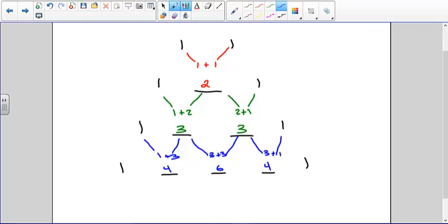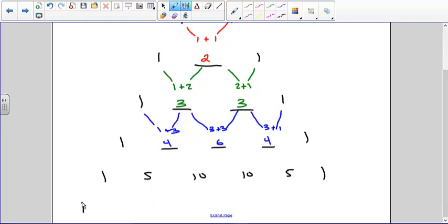I'm just going to do the next couple of rows here. Put the 1s on the end. And now I know what I'm doing. 1 plus 4 is 5. 4 plus 6 is 10. 6 plus 4 is 10. 4 plus 1 is 5. So let's do one more.